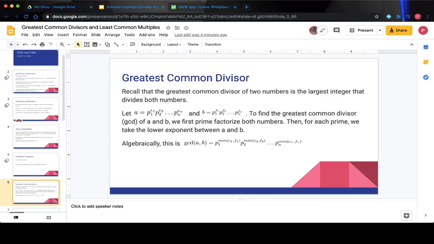So in the next slide, we'll show how to find the greatest common divisor. Remember that the greatest common divisor is basically the greatest of all the common divisors. The first thing you want to do is prime factorize both numbers, and then for each prime, you want to take the lowest exponent between A and B. This is rather confusing, so we'll demonstrate with an example.